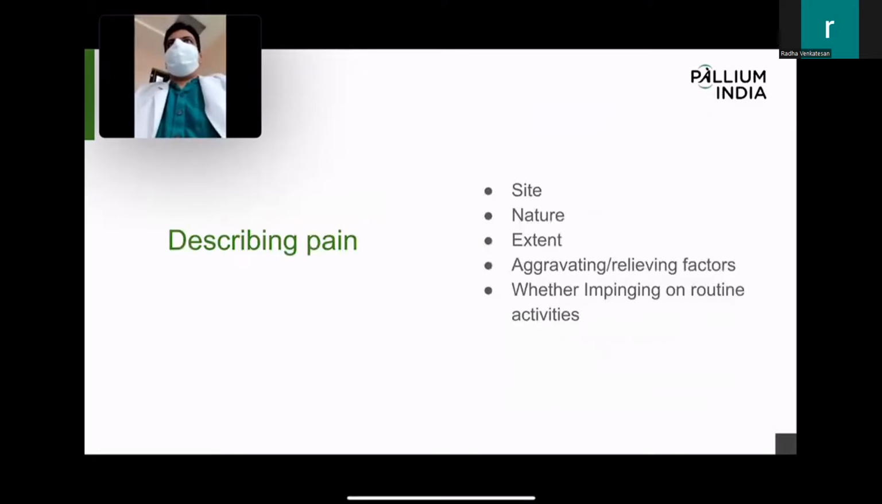Next, whenever we say something about pain or describe pain, we add on these factors. Where is the pain? That's the site of pain. How is the pain? Sharp, throbbing, different types we say. And next, extent. From where to where? It is from this point to that point. So that is also important. That gives you an idea of where the pain is coming from.